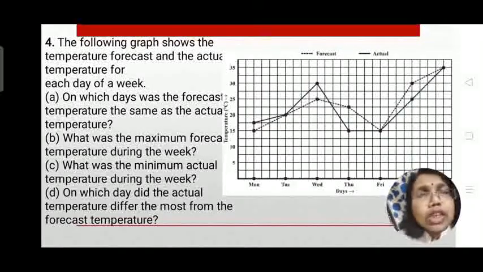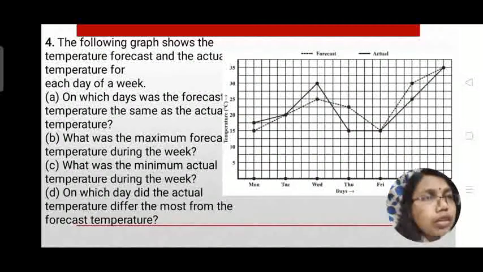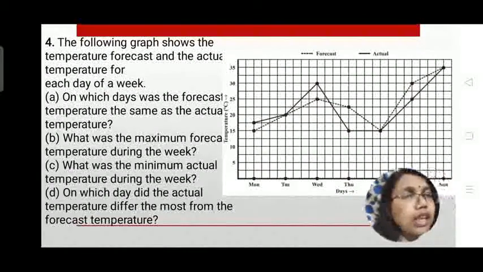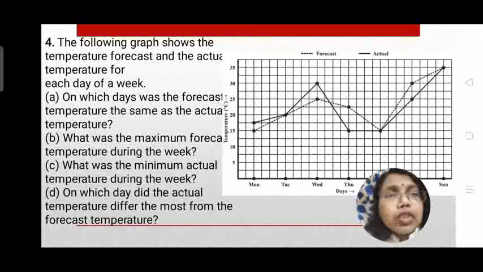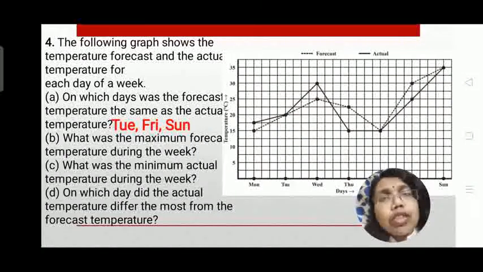So, on which days was the forecast temperature the same as the actual temperature? Now, where do we see the points for actual and the forecast meeting or coinciding? So, it is on Tuesday, on Friday, and on Sunday. Now here, because we could see that the points are coinciding, our answer is going to be Tuesday, Friday and Sunday.